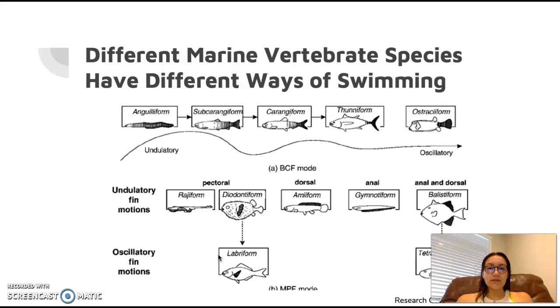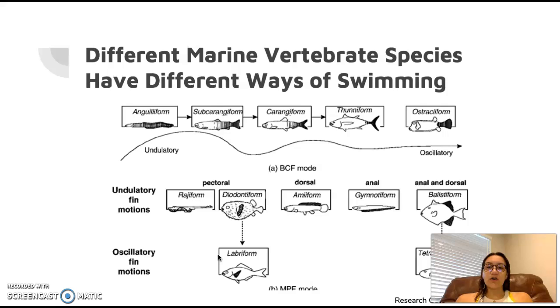So here's an image that illustrates the different ways that marine vertebrates have evolved to swim. Vertebrates that have undulatory swimming, which is on the left, are actually more related to mammals, while fish are more related to reptiles. So the ones more on the right, the oscillatory, are closer related to reptiles. An example of undulatory fish, specifically anguilliform, would be an eel.